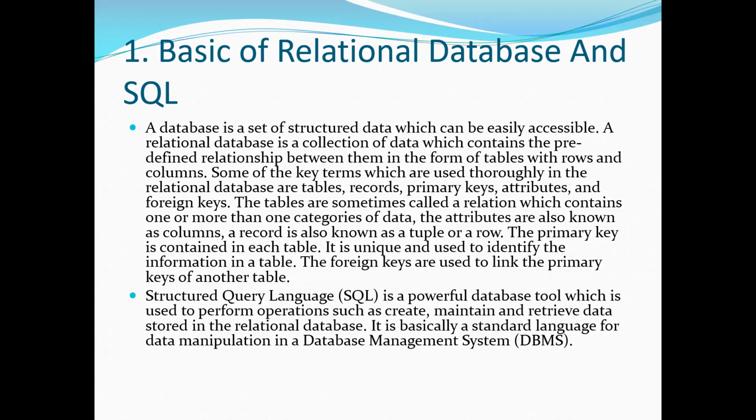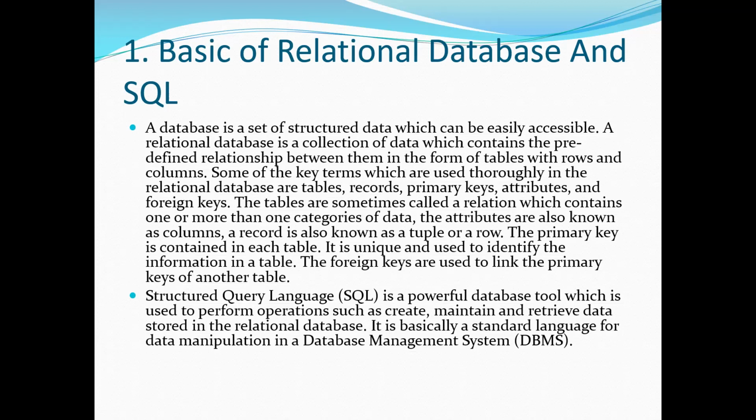Some key terms in a relational database are tables, records, primary keys, attributes, and foreign keys. Usually, by using foreign keys and primary keys, we can provide a proper relationship between the tables. Tables are sometimes called relations, and contain one or more categories of data. The attributes are known as columns. A record is also known as a tuple or a row.